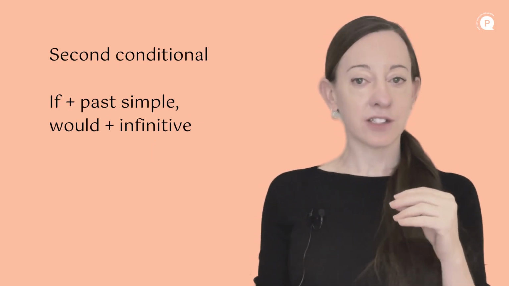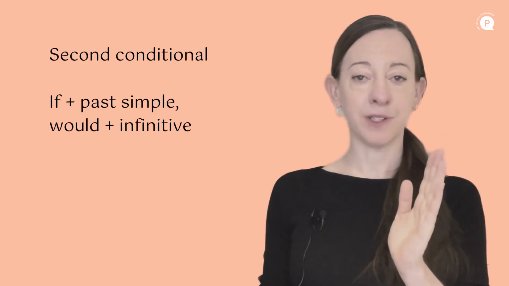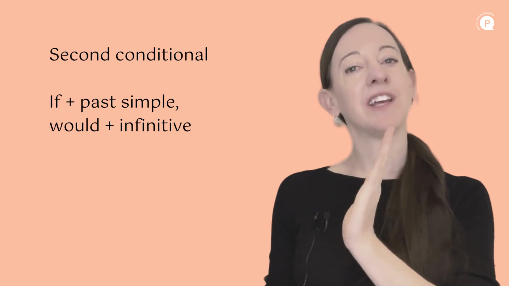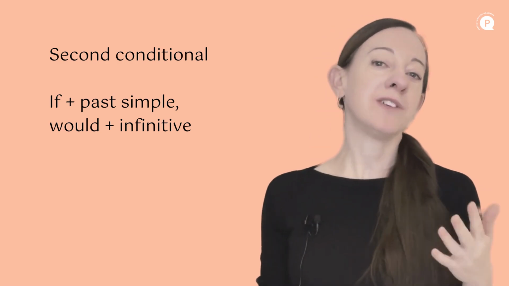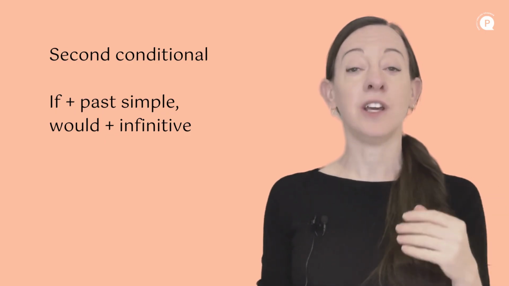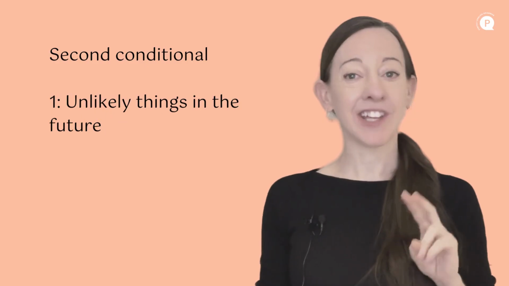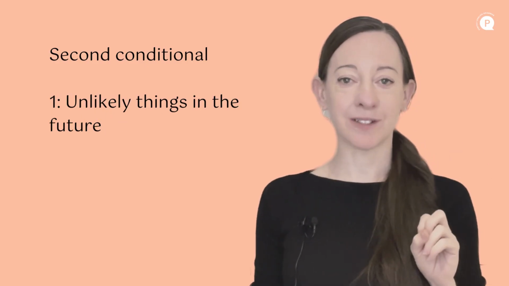So the basic structure of the second conditional is if and the past simple, comma, would and the infinitive. We use the past simple even though the action is in the present or the future because it is not real. The second conditional has two main uses.